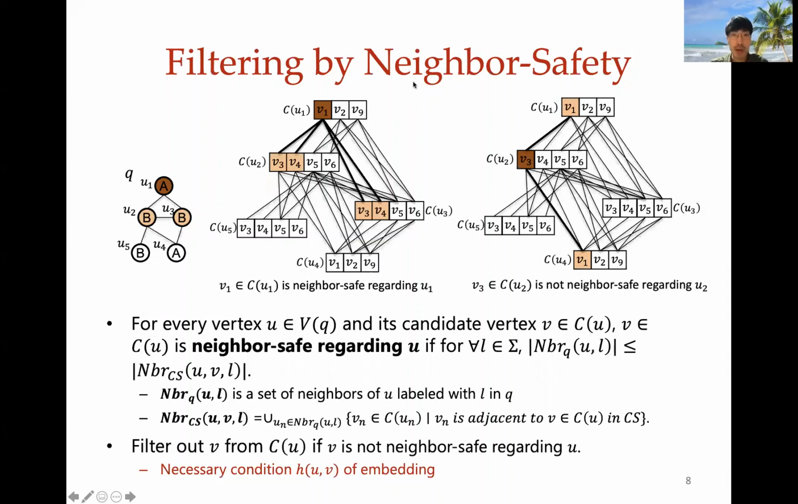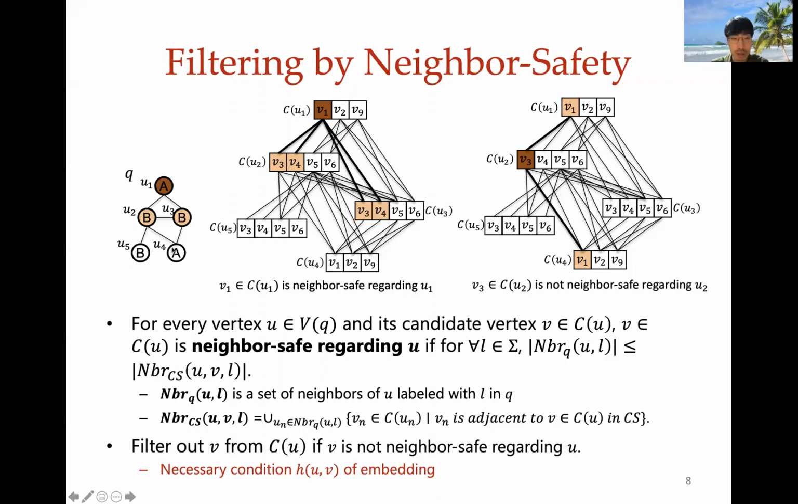So for filtering by neighbor safety, for every query vertex U and its candidate vertex V, we compute the number of neighbors of V in CS with every label L. If the number of neighbors of V with label L is smaller, if such a label exists, then we say V is not neighbor safe regarding U.